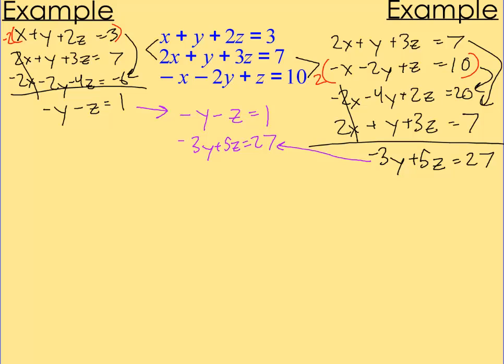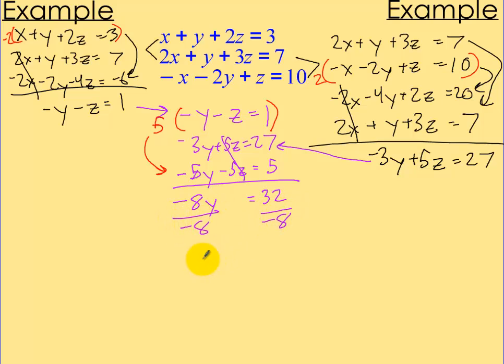Solving this system here. So, what do I want to cancel out? I have choices. I'm going to choose to cancel out the z's because they're already opposites. You could have chosen to cancel out the y's. It doesn't matter. So I'm going to multiply this by positive 5. So this new equation becomes negative 5y minus 5z equals 5. And we just add these two equations up. So I get negative 8y, cancel on the z's, equals 32. Solve for y, divide by negative 8 on both sides, and I get y equals negative 4. Sweet, there's the first one.